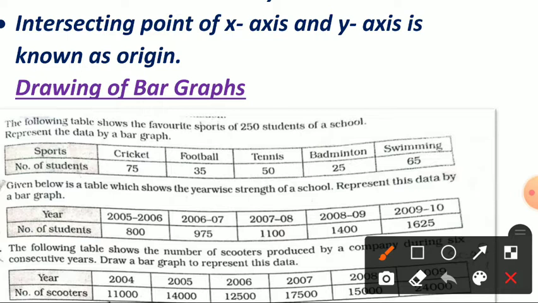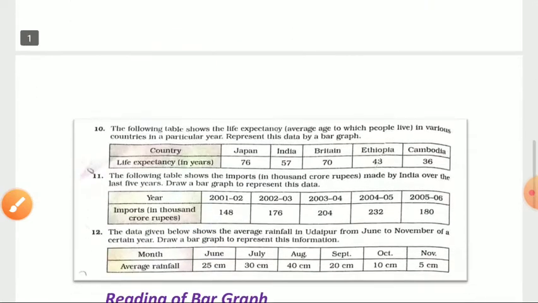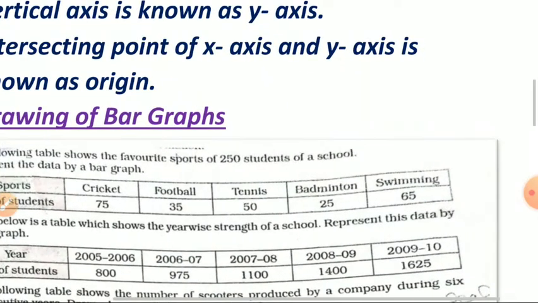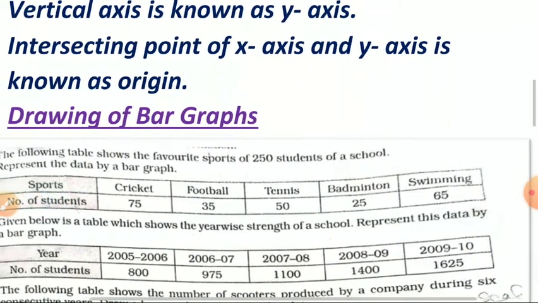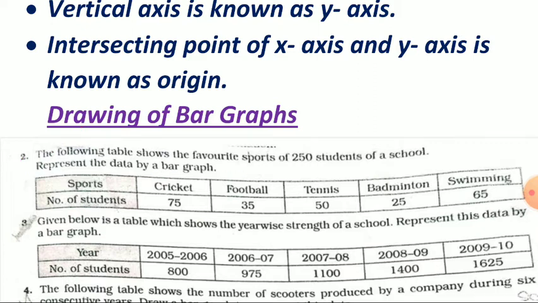For example, there are certain questions from your book, question numbers 2, 3, 4, 10, 11, 12, which you need to do in your graph notebook. It means you need to make the graph for those particular data. Here I am taking question number 2. The following table shows the favorite sports of 250 students of a school. Represent the data by a bar graph.